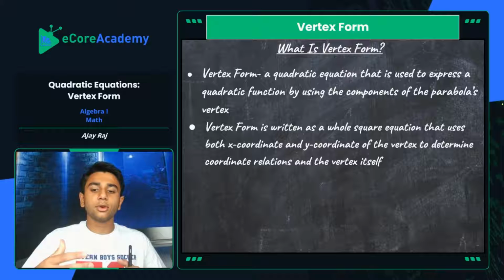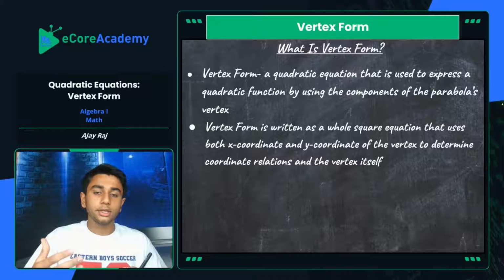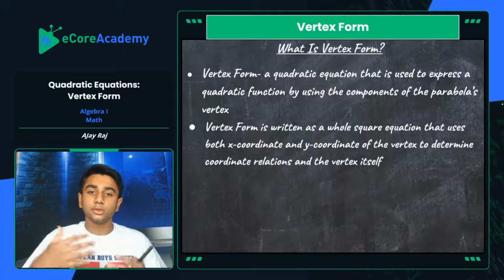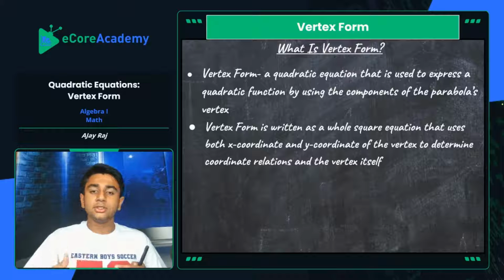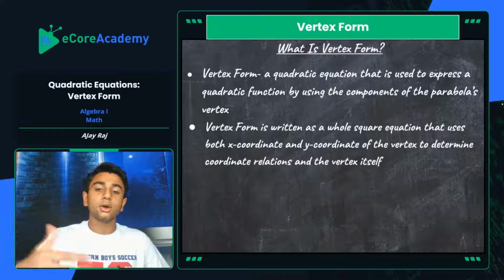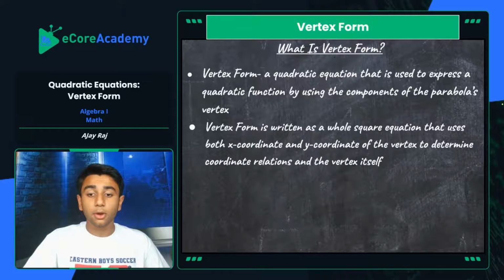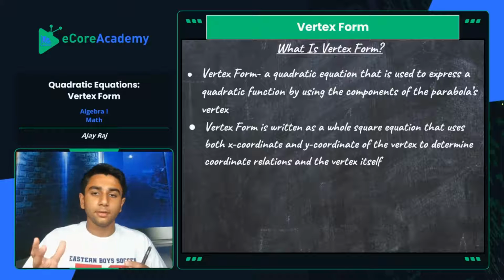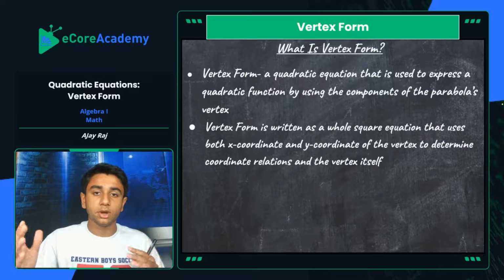Vertex form is written as a whole square equation that uses both the x-coordinate and the y-coordinate of the vertex to determine coordinate relations and the vertex itself. So it's using the x-coordinate and y-coordinate separately within the equation to help you differentiate between the x and y-coordinates that you're looking for in terms of points on your parabolas. It also helps in determining coordinate relations, helps you easily take points and graph them in order to create your parabola, and it helps you identify the vertex itself, where your parabola is going to be starting.